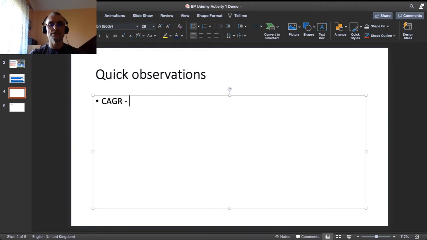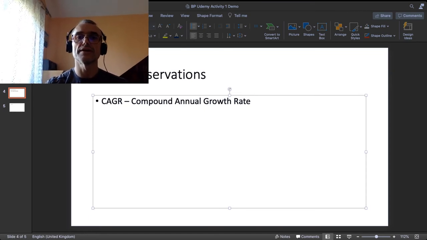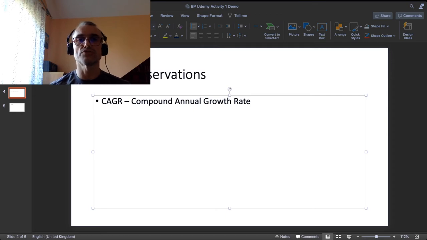CAGR stands for compound annual growth rate. Just let me check if you can see it on the screen. Yes, compound annual growth rate. Now, CAGR is usually used in market research when the market grows by swings and bumps, where the annual growth rate of the market is very uneven. And in such cases, analysts use the CAGR, compound annual growth rate.